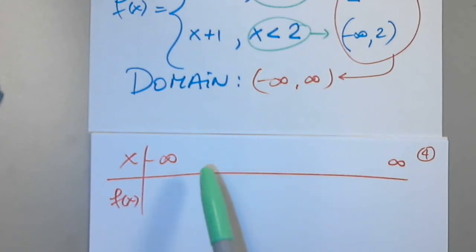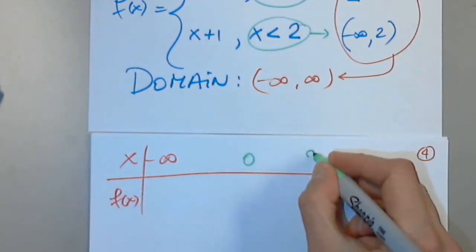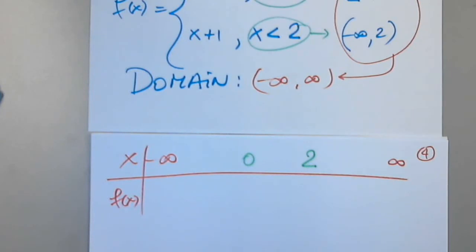So what numbers do I put in the chart? 2 has to be in the chart. 0 has to be in the chart, but 2 is the most important point here. X value. What happens at 2? It changes over from one function to the other. Exactly. That's the answer. So such an important point, something happens there. It changes from one function to the other.